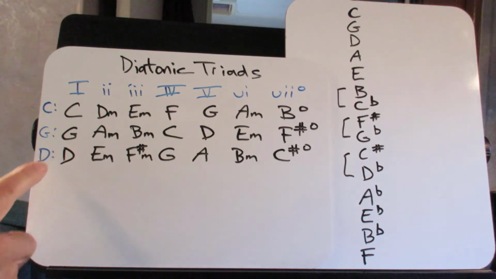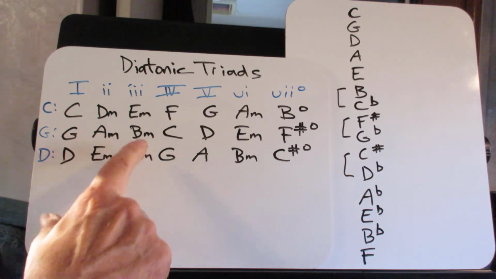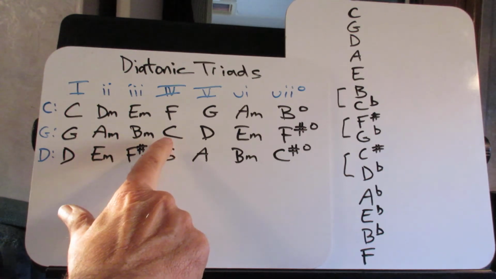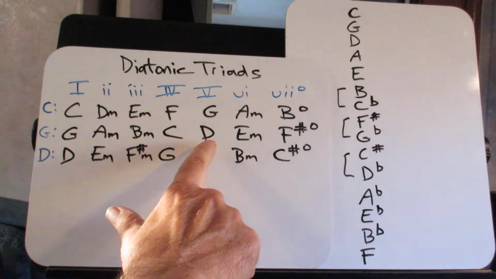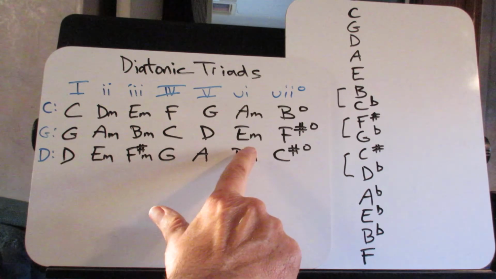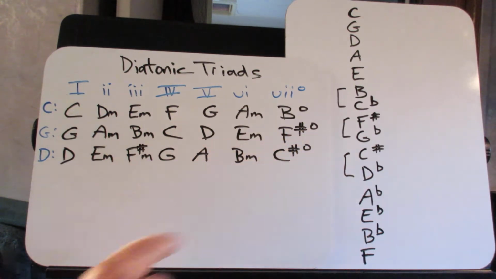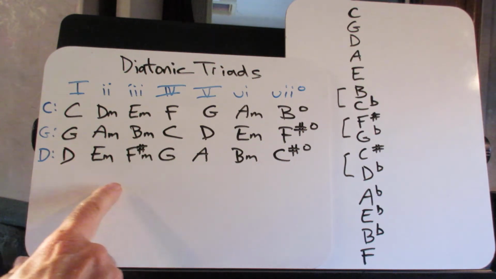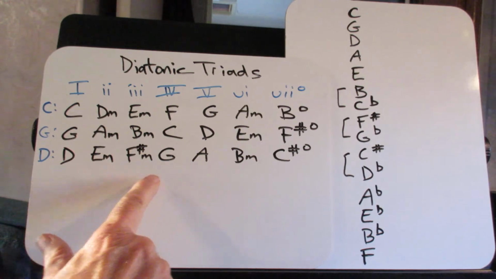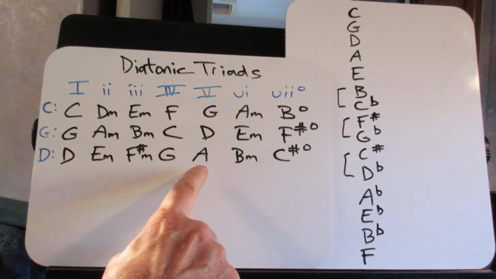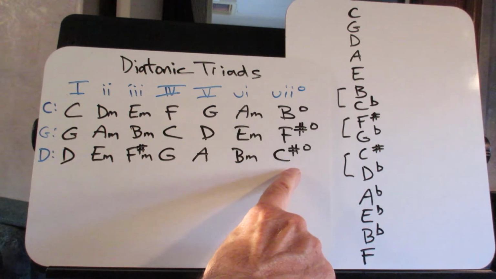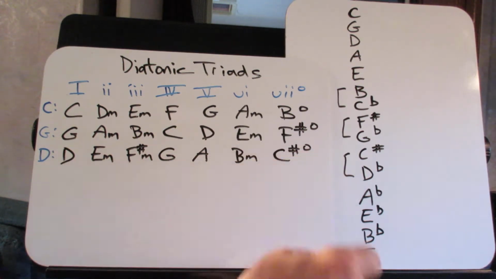In the key of G, the 1 chord is G major. The 2 chord is A minor. The 3 chord is B minor. The 4 chord is C major. The 5 chord is D major. The 6 chord is E minor, and the 7 chord is F sharp diminished. In the key of D, the 1 chord is D major, the 2 chord is E minor, the 3 chord is F sharp minor, the 4 chord is G major, the 5 chord is A major, the 6 chord is B minor, and the 7 chord is C sharp diminished, excuse me.